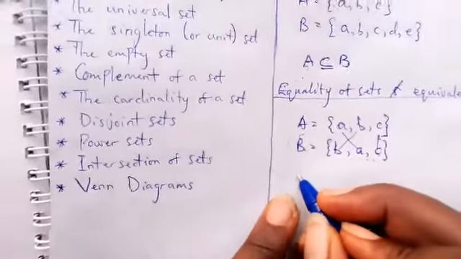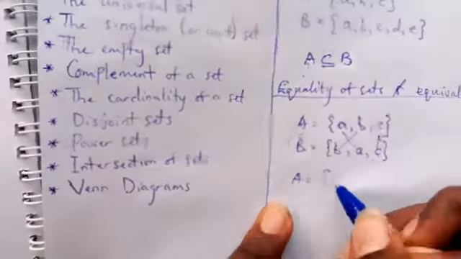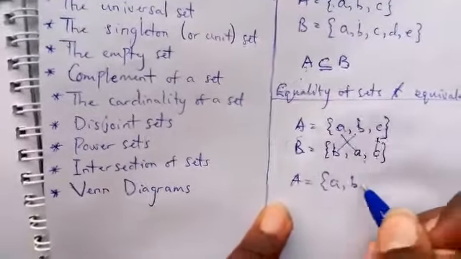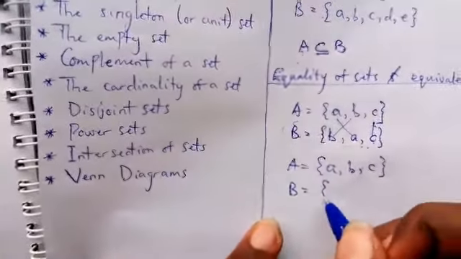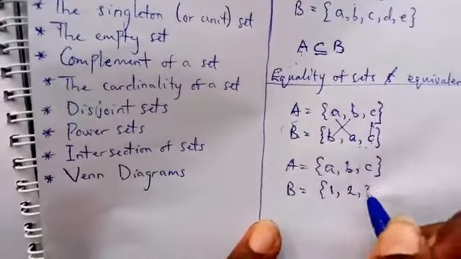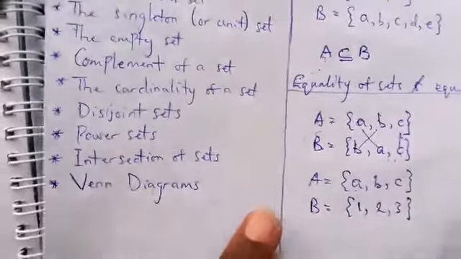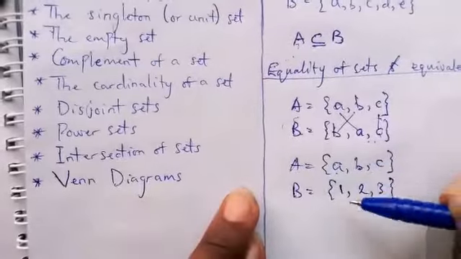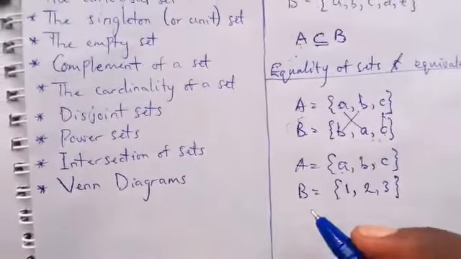Then equivalent sets, we may have two sets, A with a, b, and c, then B to be 1, 2, and 3. Now they have the same number of elements, but their elements are not the same. In this case, we say that they are equivalent sets.